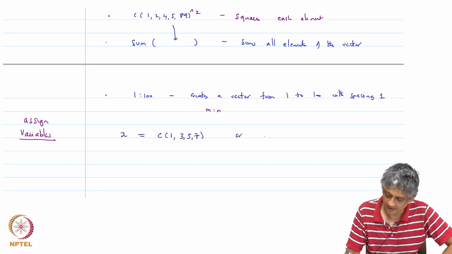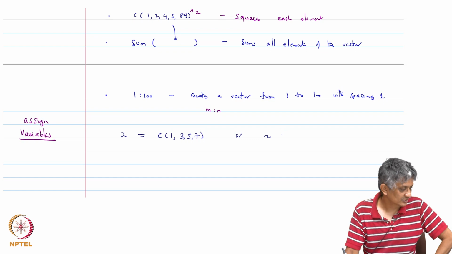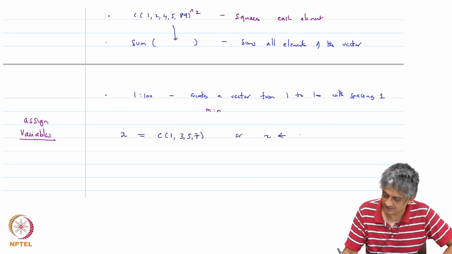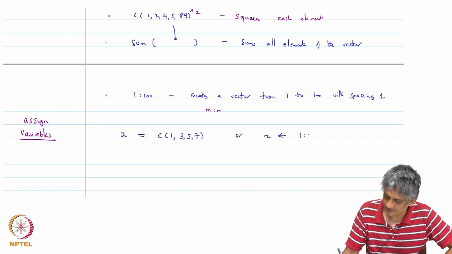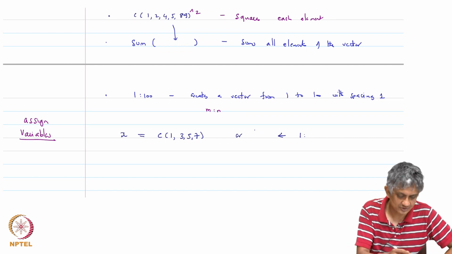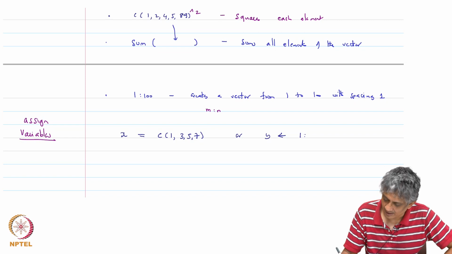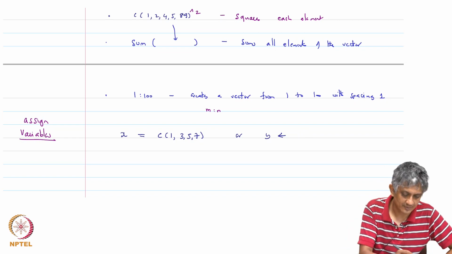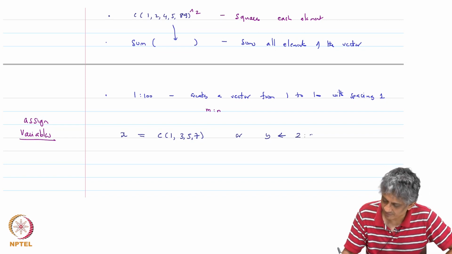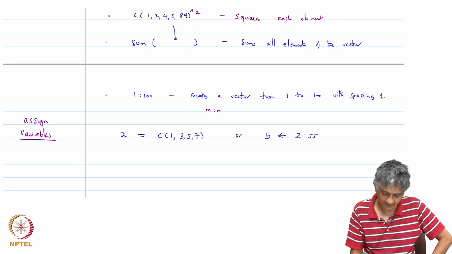Or you could use the arrow symbol. X is assigned as 1, and let me do a different one: y is, let's say, 2 to 55. Okay, so let's try and do that. Let's see what happens.